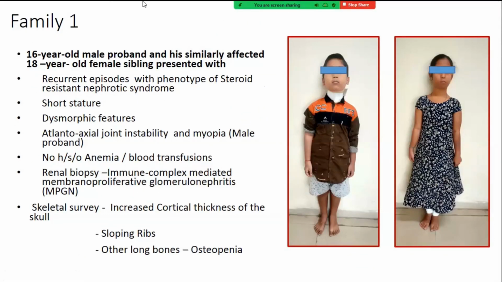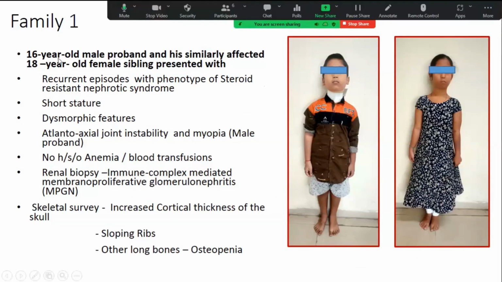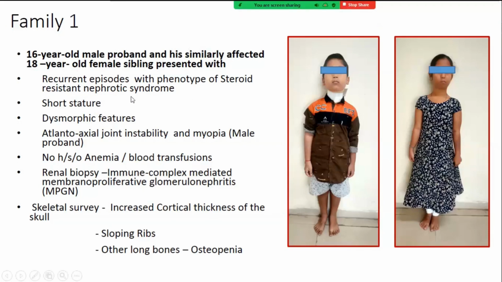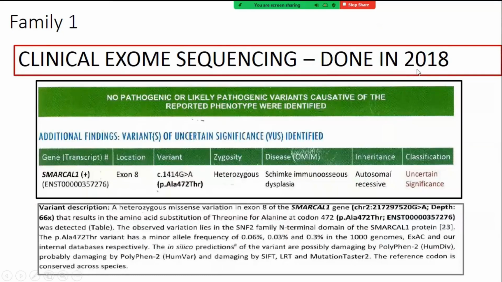So this is an example. We had these siblings, 16 and 18 years old, whom Dr. Pradnya had seen in our department. And they had recurrent episodes of steroid-resistant nephrotic syndrome. So we had done exome for them in 2018. And at that time nothing was found. Some uncertain significance, one variant was reported, but nothing could be found. So we kept these patients on follow-up, two siblings, same phenotype. We did not find a diagnosis.